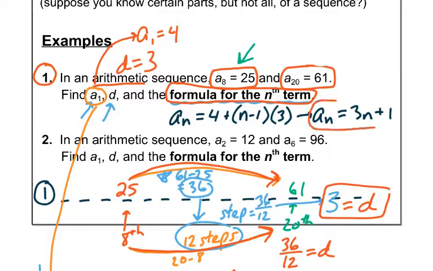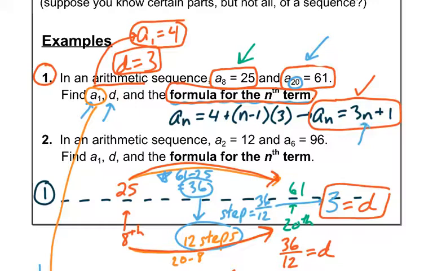So we found our D difference. We found that one first. Then we found our A sub 1 by using just the formula. And then we're able to plug everything in. Now watch, I bet you this formula works. A sub 20 is 61, right? So n is your 20. If you plugged n equals 20 there, what would A sub n, A sub 20 equal? And I bet you got 61 back out. So it works.